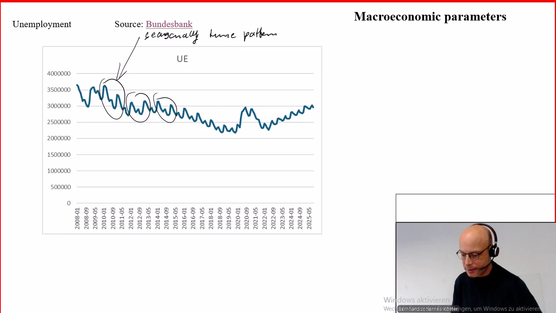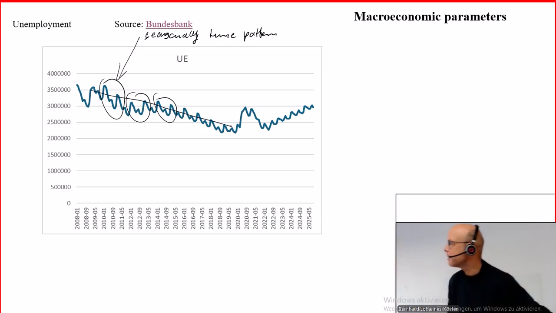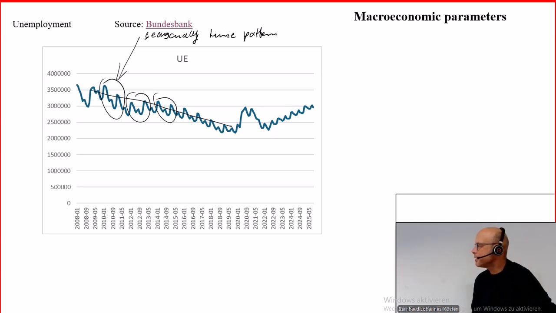Well, and this will be then interesting for your country. In Germany, we can really say that we have seen for almost 10 years or more than 10 years only one direction of the development of unemployment.